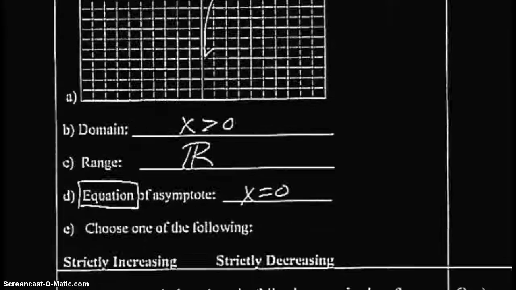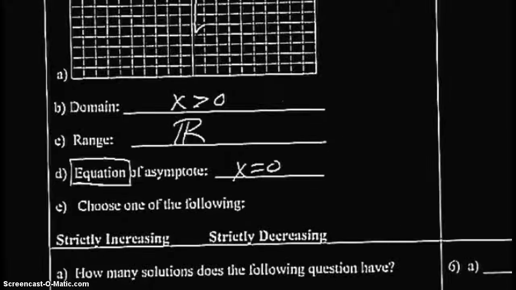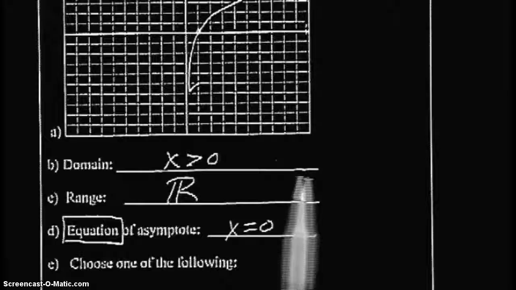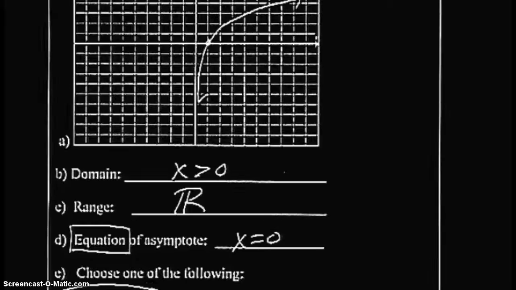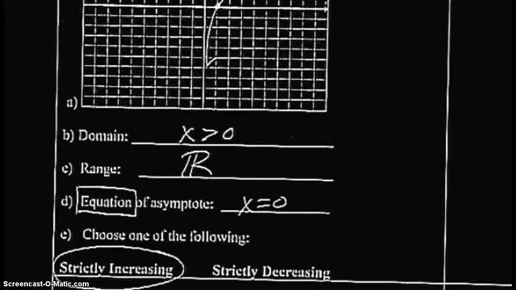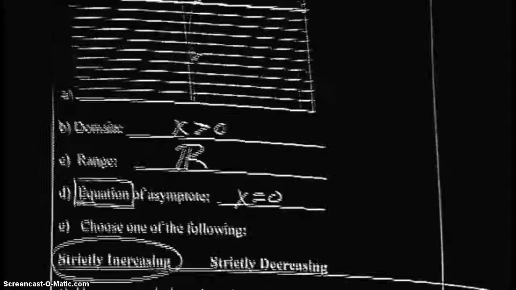Choose one of the following: strictly increasing, strictly decreasing. As you go from left to right through the graph, looks like the y values continue to get bigger and bigger, so that'd be strictly increasing. Definitely, the y values are getting bigger.